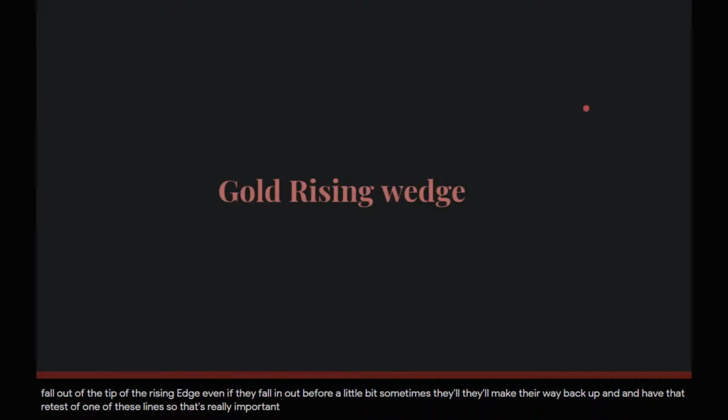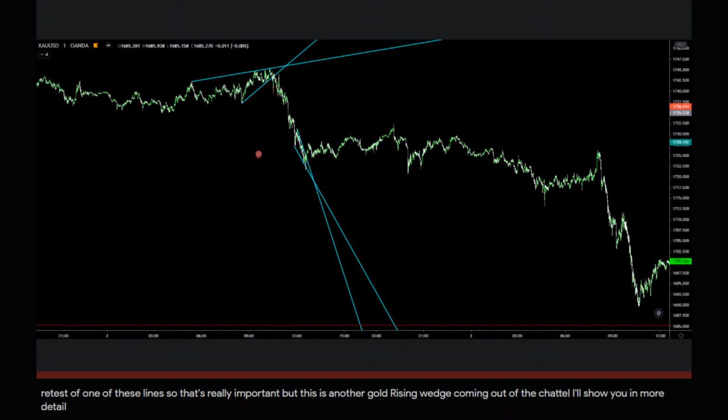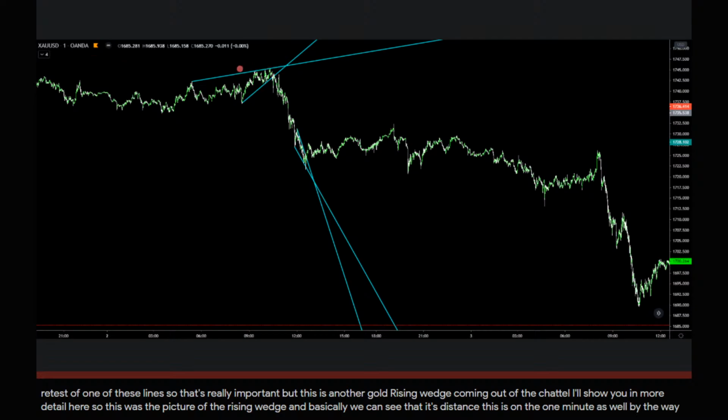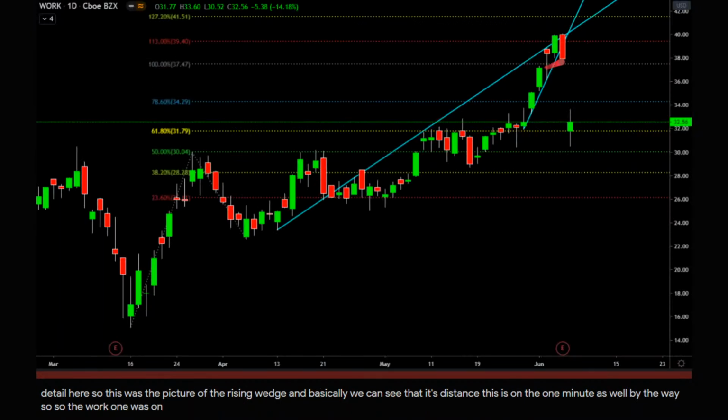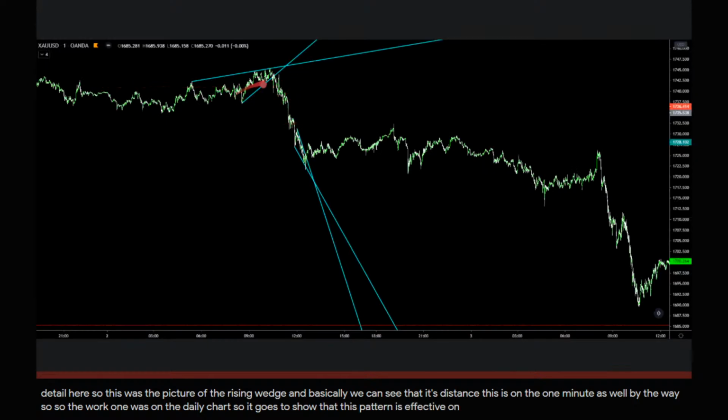So that's really important. But this is another gold rising wedge coming out of the chat. I'll show you in more detail here. So this was the picture of the rising wedge, and basically we can see that it's using longer term resistance. This is on the 1 minute as well, by the way. The prior one was on the daily chart. So it goes to show that this pattern is effective on multiple time frames.